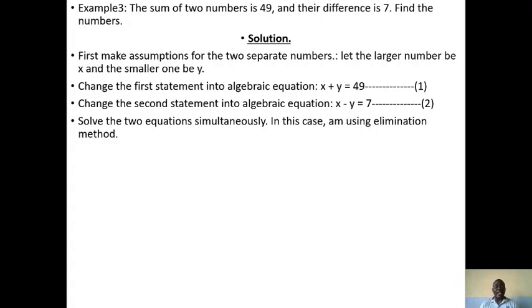The second statement said the difference of the two numbers, which means I should subtract the smaller number from the larger number. I will have 7. So I said x minus y is equal to 7. I've gotten the two equations, that is equation 1 and equation 2.